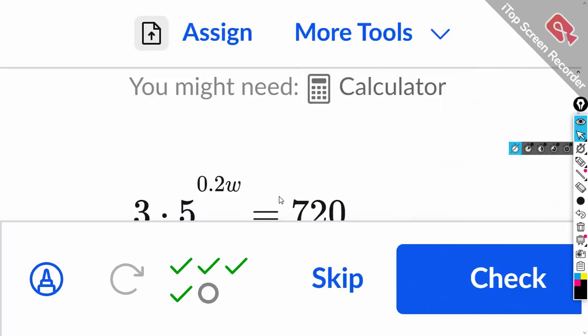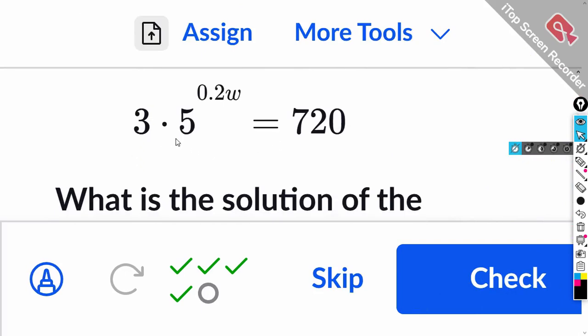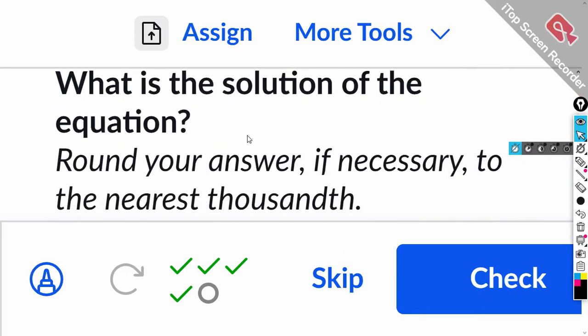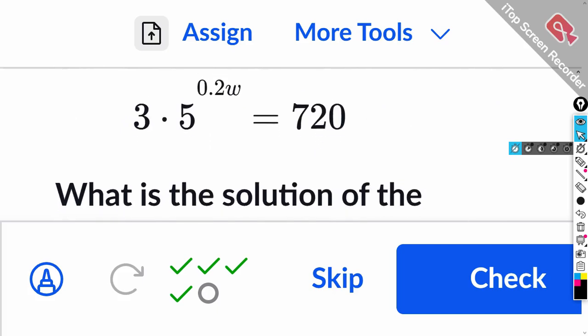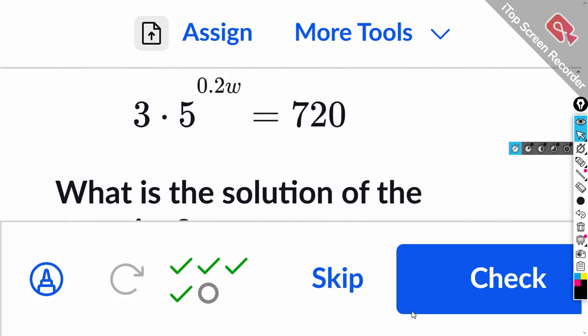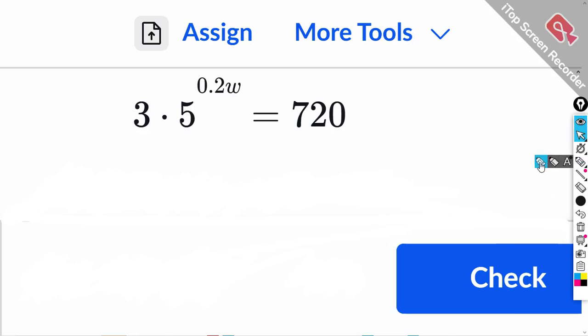All right, last one. Here's the equation. What's the solution? Round to the nearest thousandth. We're solving for w. Nearest thousandth is 3 decimal places. All right, let's see here. So we're looking to isolate the exponent and solve for w.